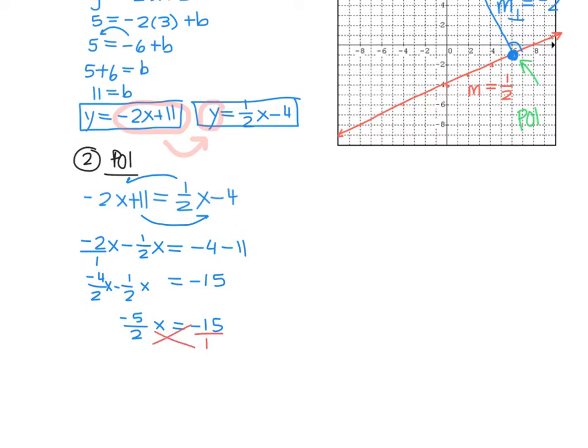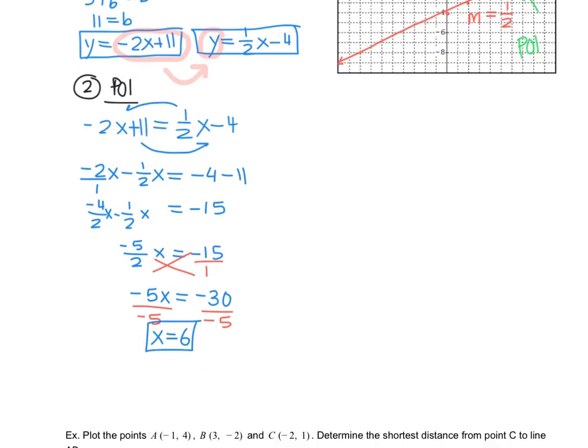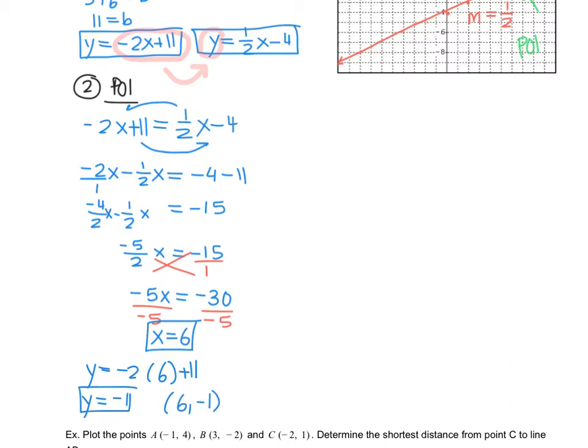So do a little cross multiplication there, and I have negative 5x times 1 is negative 5x. 2 times negative 15 is negative 30, and then we can divide both sides by negative 5. So that x equals 6. And then from there, we can just replace x with 6 in either equation. I'm just going to do it into that first one that doesn't have a fraction. So negative 2 times 6 plus 11. That gives us a negative 12 plus 11, which is negative 1. So there's our point of intersection, 6, negative 1.